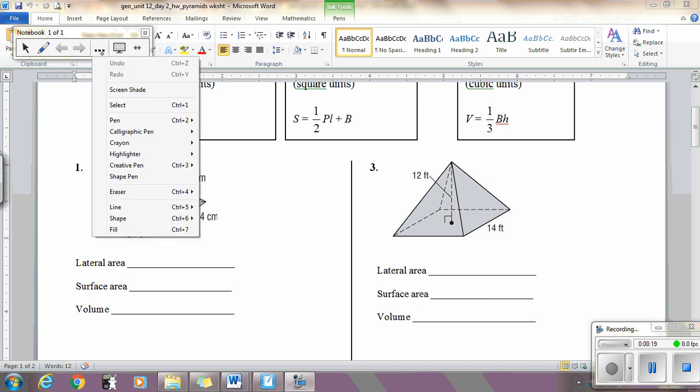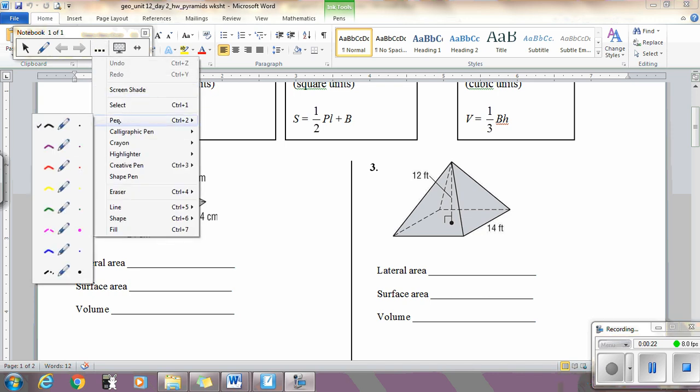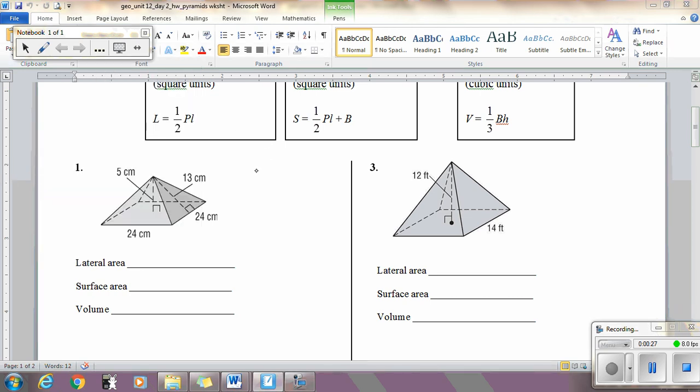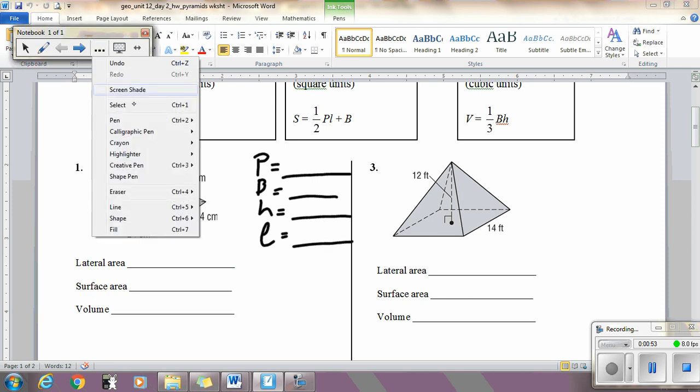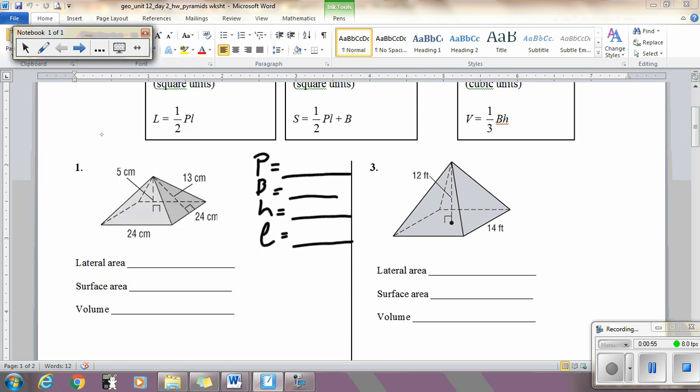For the pyramid, there are a few items that we need to make sure we write down first and foremost before we forget about them. We need the perimeter of the base, the area of the base, the 3D height, and the slant height, as we did on our notes. So our base figure is a square, just like the notes.